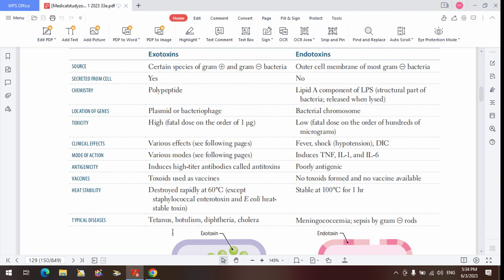Typical diseases for exotoxin: tetanus, botulism, diphtheria, cholera. Neisseria meningitidis can cause meningococcemia, which can bring about sepsis. So that's an example of endotoxin. Someone that has E. coli sepsis, that's endotoxin.